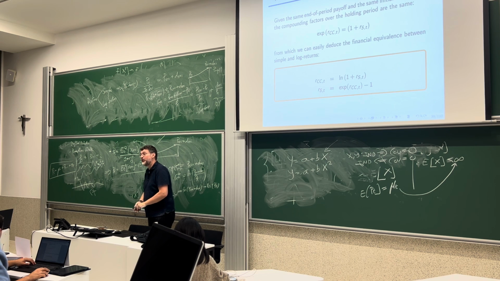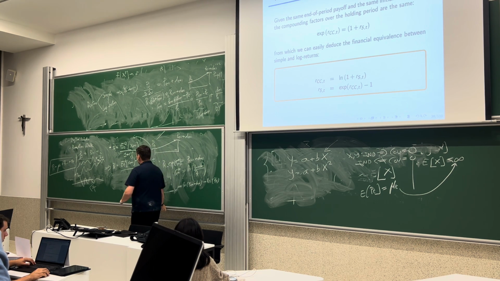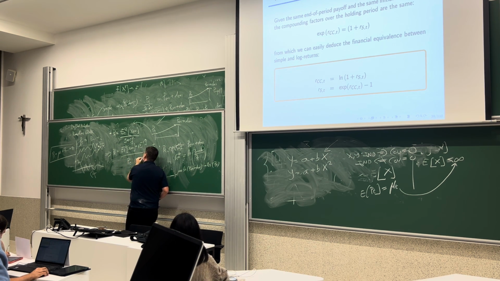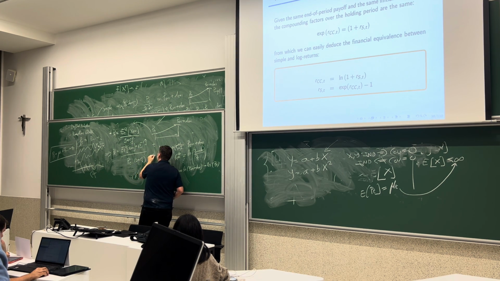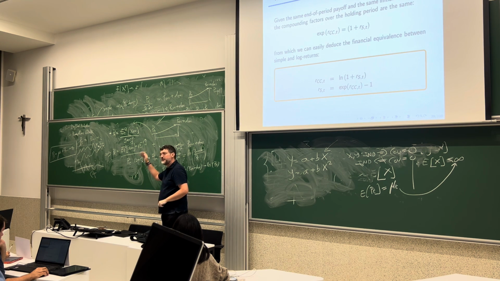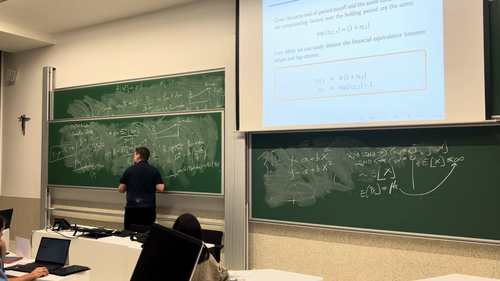And what we have is what we call a financial equivalence. Financial equivalence is: I invest a certain amount, Pt, and I compound this with the simple return, right? And at the end of the day, I get some final payment. So forget for simplicity about the dividend. So let's say I just get this price. Or I can do the same thing, but in terms of log compounding.